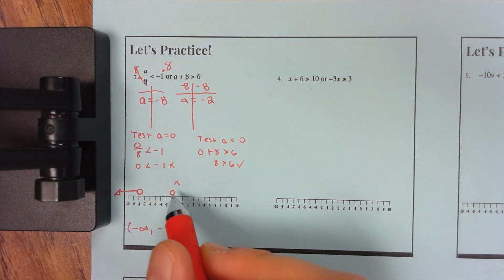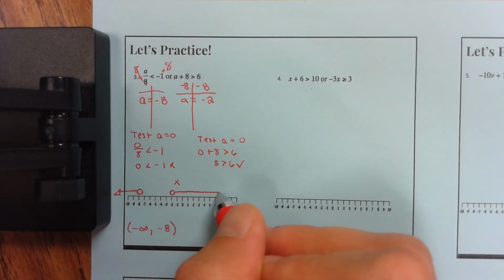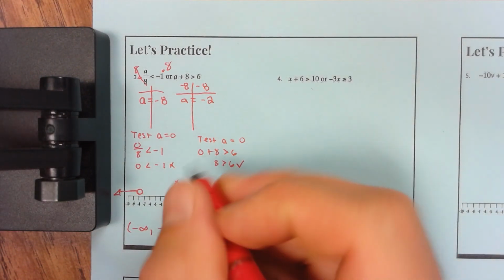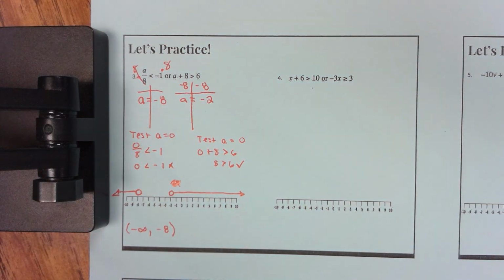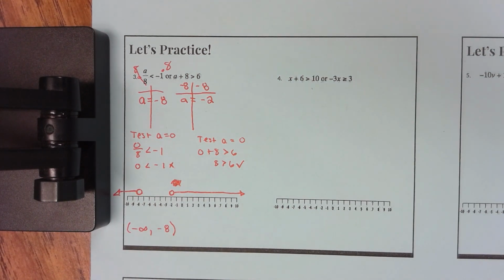Since it's true, that means for this particular anchor point, we want to shade the side that has 0, which is the side to the right, or the values that are greater than. And so you can see on the same number line, we're shading most numbers, right?